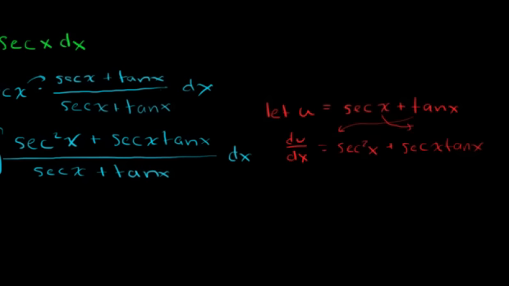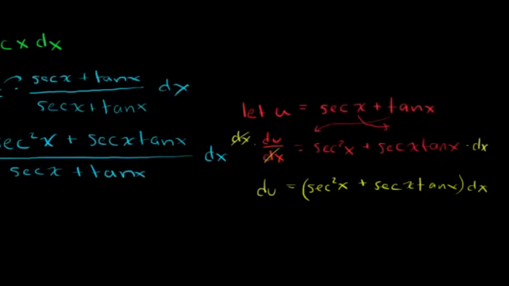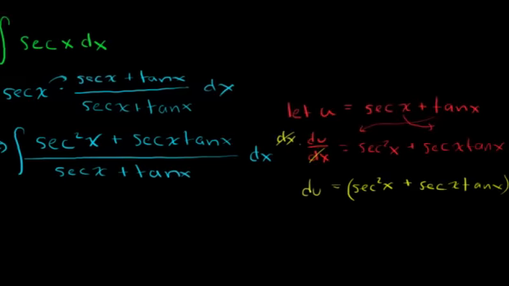But now, since this is technically a differential, we can multiply both sides by dx. When this happens, the dx's cancel out, and you get du equals secant squared of x plus secant x tangent x dx. Now we have terms for u and du.